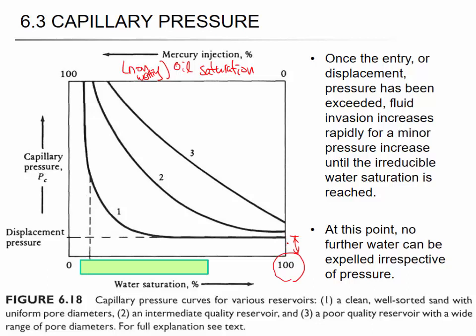So the water saturation will decrease as you go through here, and the oil saturation will increase, right? Then at some point, no matter how much you increase the injection pressure, there will be some irreducible water saturation. It's called the residual water saturation.